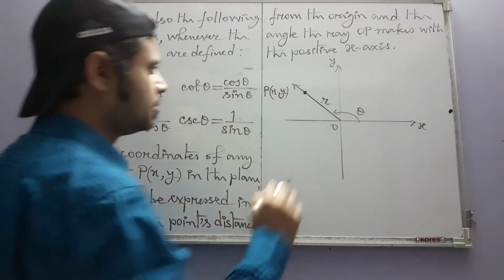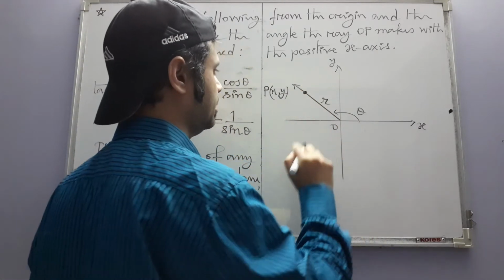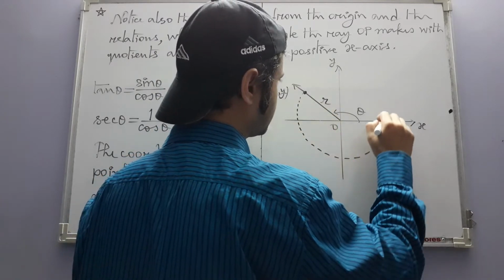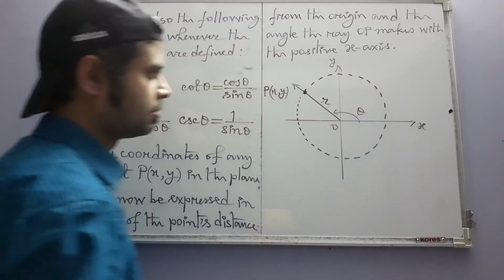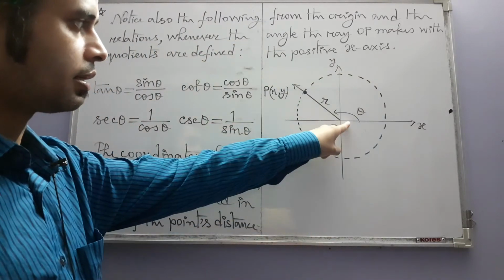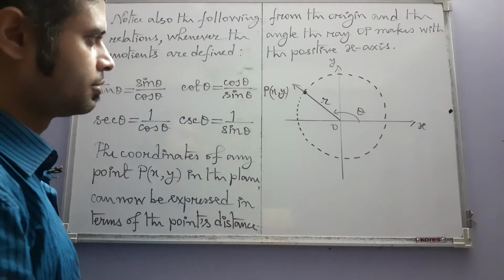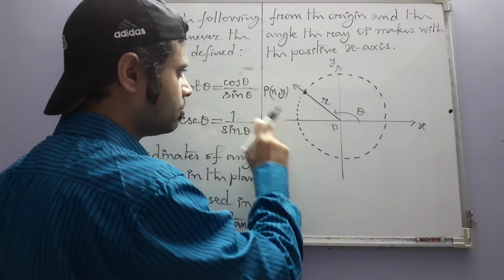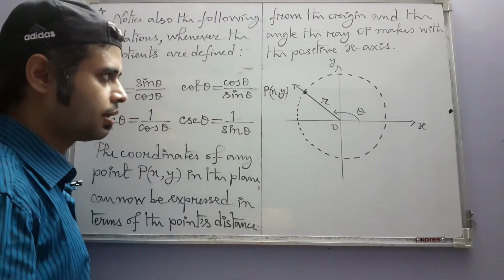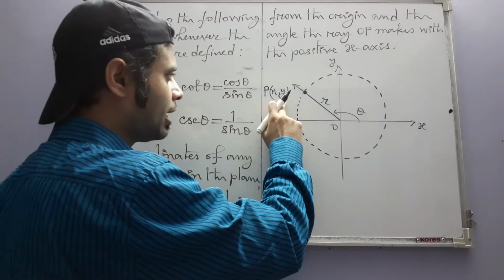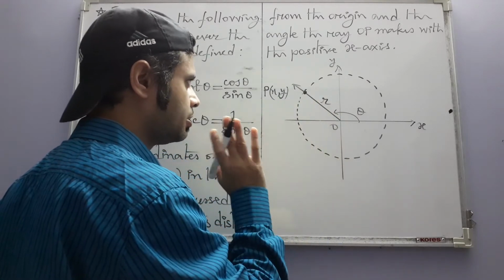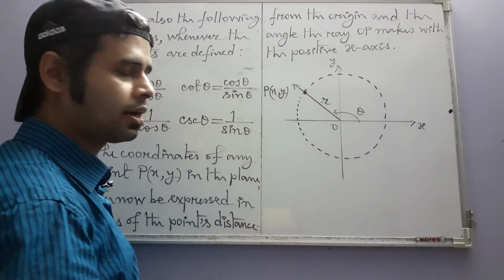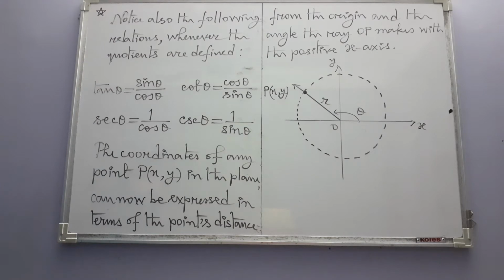If we draw a circle with radius r and having center at the origin, then using our definition of the trigonometric functions, we now know what sine theta and cos theta are. Sine theta is y divided by r and cos theta is x divided by r. So we can express x and y in terms of r and theta. That's what we are saying.